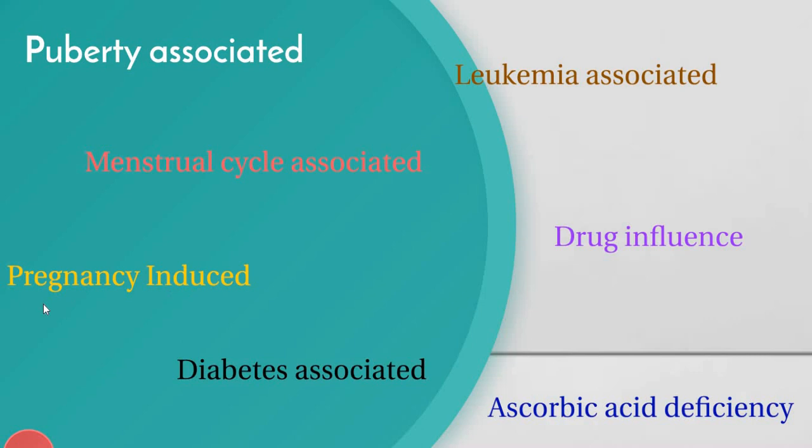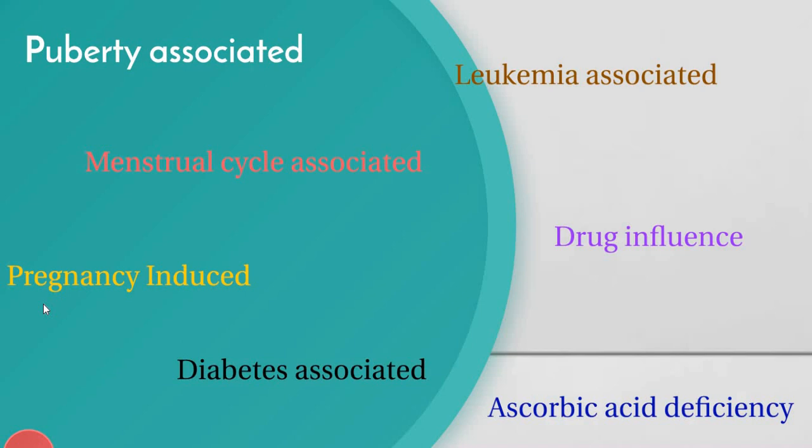In the puberty associated, it appears to be an exaggerated response from the gingival tissue toward high levels of hormone, especially estrogen and testosterone, secondary to plaque accumulation.